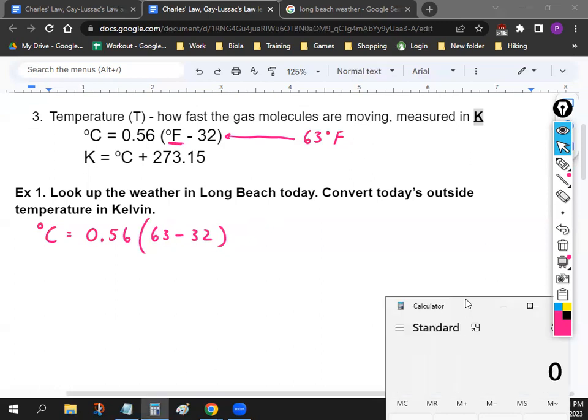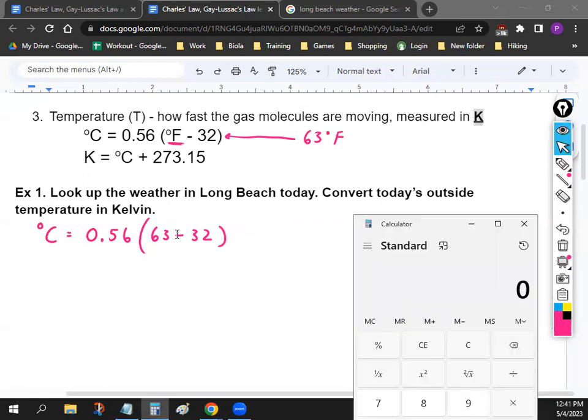All right, so the math for that is pretty easy. All we're going to do is do the parentheses first. So we got 63. We're going to subtract 32. And so inside of the parentheses, we got 31. So we got 0.56 times 31. Okay, so on our calculator, super easy. We just need to do 0.56 times 31. Okay. And so we'll get an answer of 17.36 degrees Celsius.